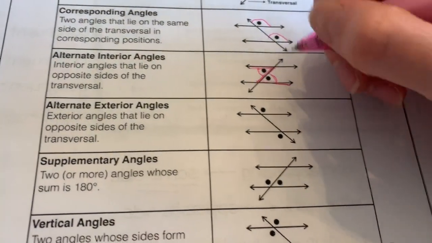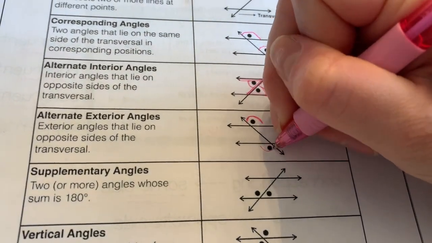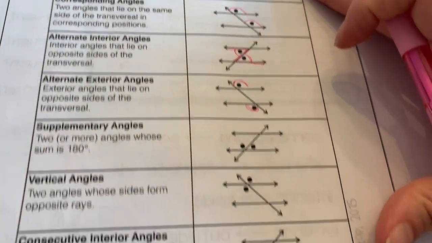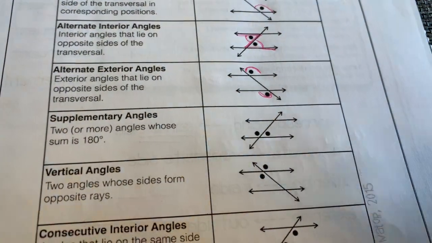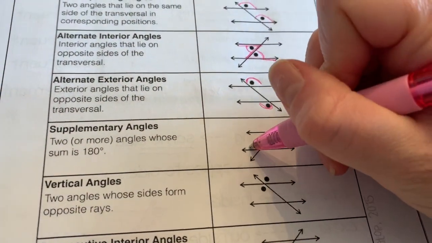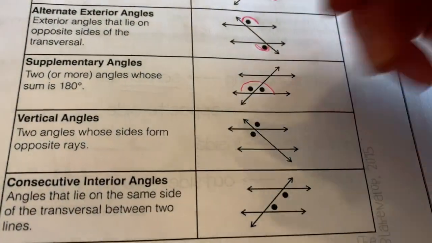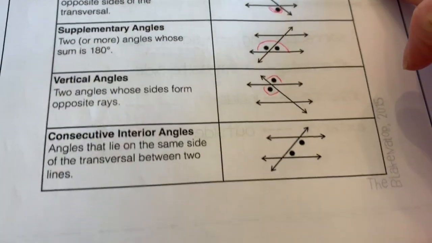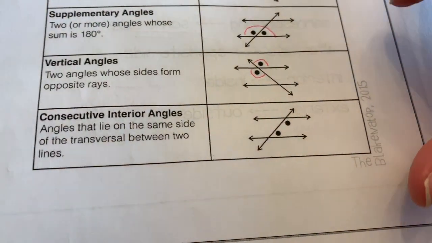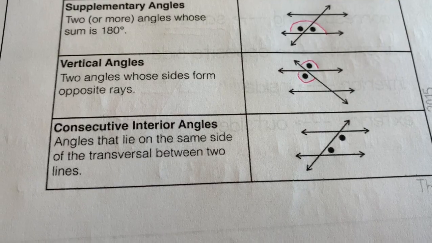Alternate exterior angles, they're outside the transversal on the opposite sides. They're also equal. And then supplementary angles, they can be anywhere. So any place that you see a straight line, they add up to 180 degrees. We know that already. And we also know about vertical angles. They're the ones that form an X and they're opposite. They are equal.